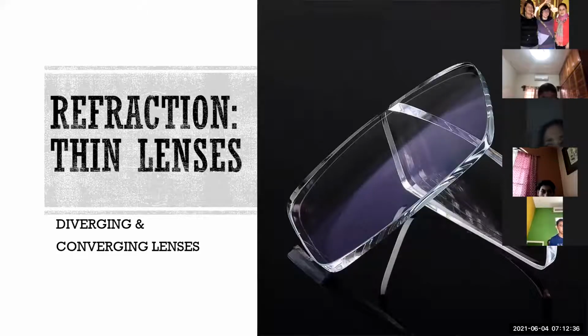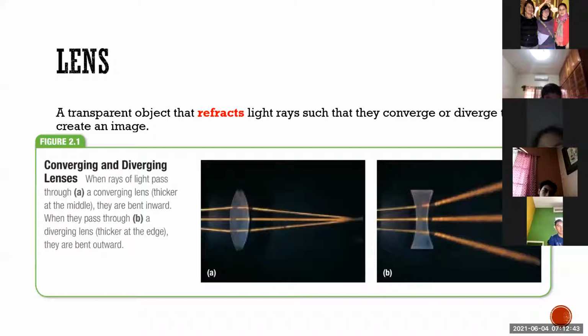Refraction, thin lenses. Take a look. First, we need to understand what refraction is. Okay? We're going to have two types of lenses: convergent lenses and divergent lenses.